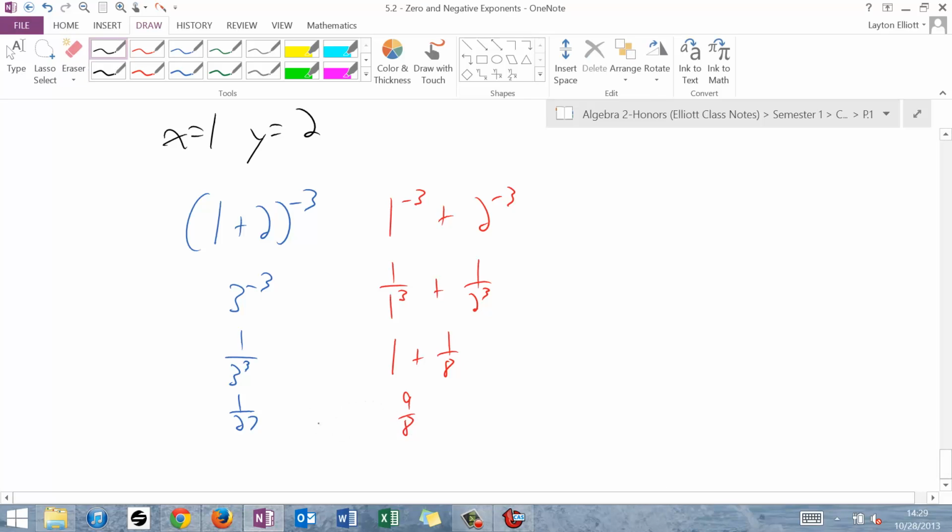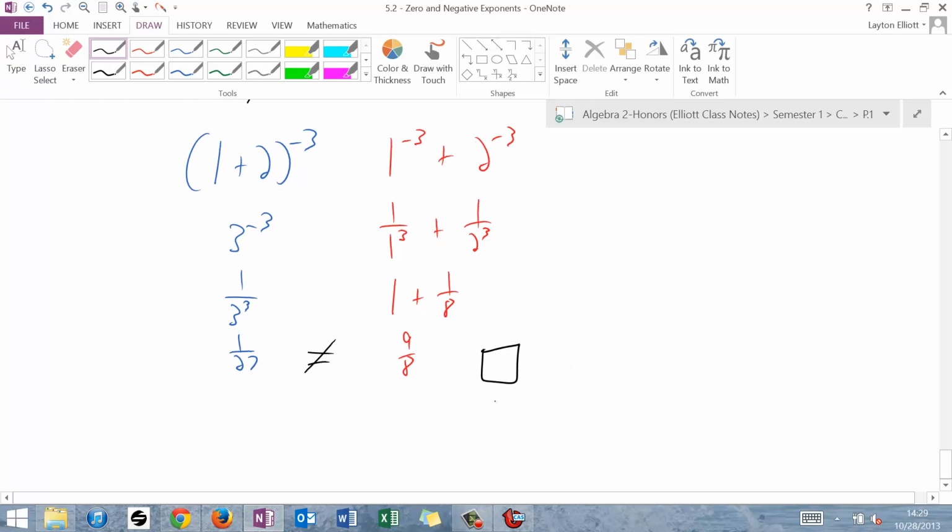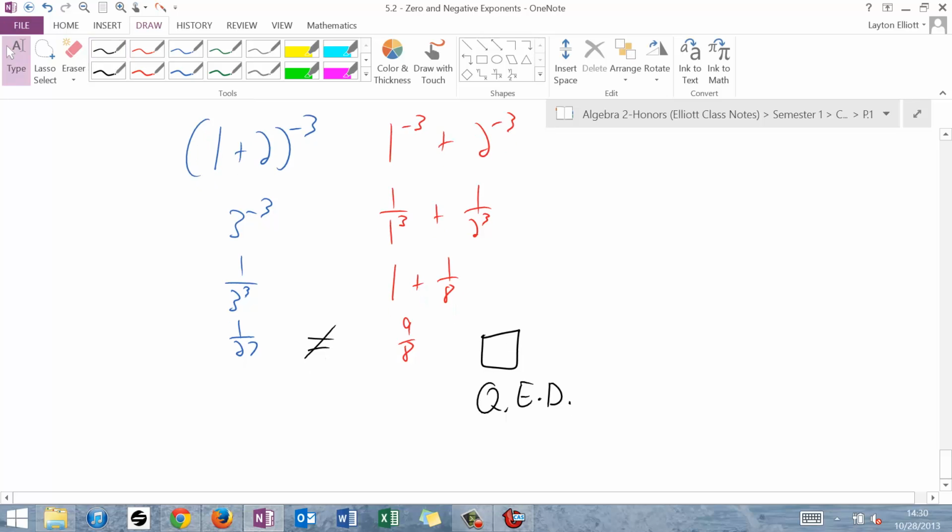So that is a proof. If you guys want to say something at the end that's a little clever, you can put a little box, which means this is done. Or you can put a QED, which means quod erat demonstratum, thus it is demonstrated. So that's it. Good luck.